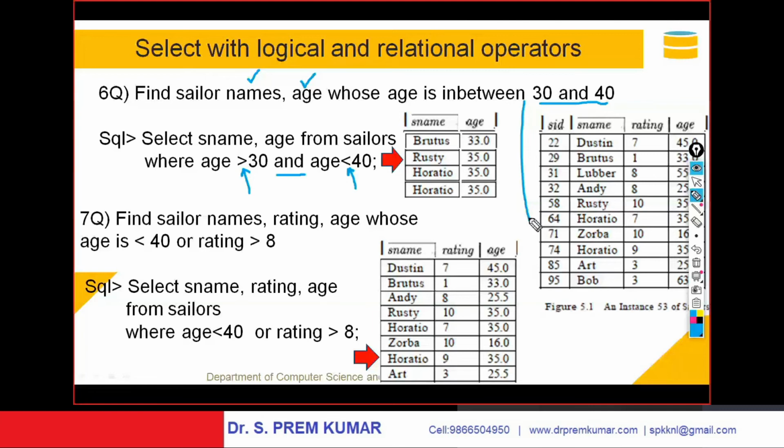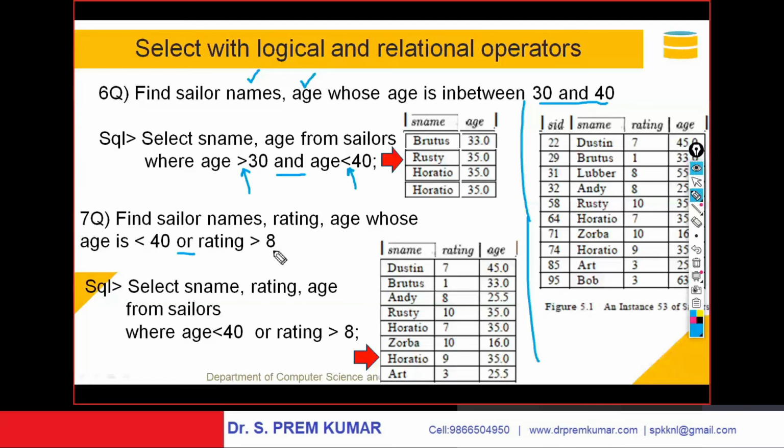I want to make use of the OR operator. I just want to demonstrate the OR operator. Find the sailor names, rating and age, whose age is less than 40 or rating greater than 8. Either this or that.